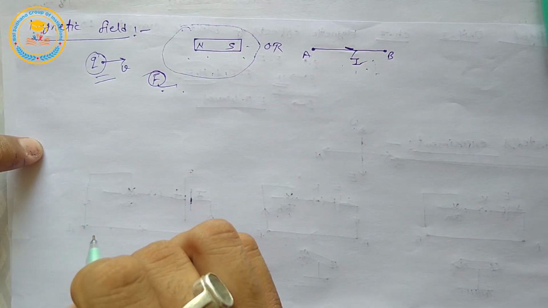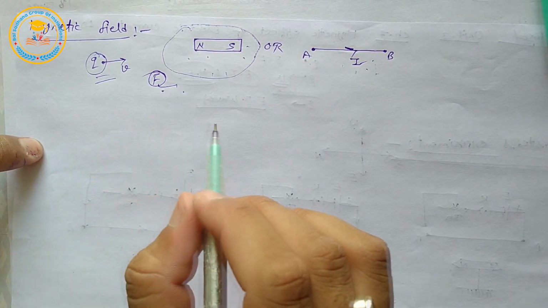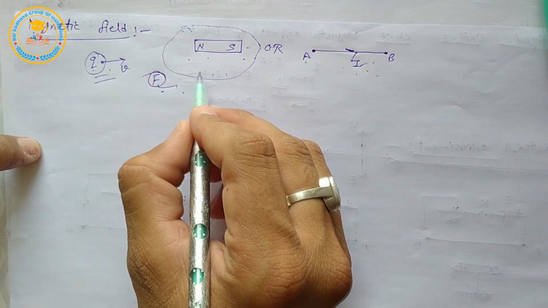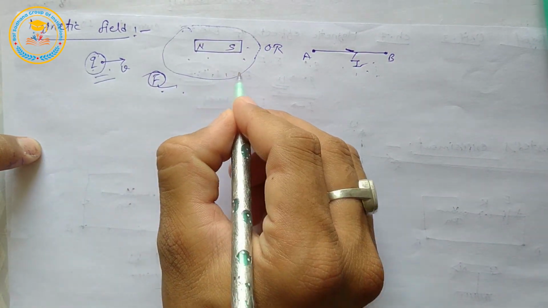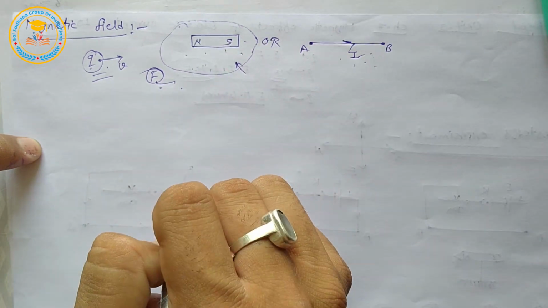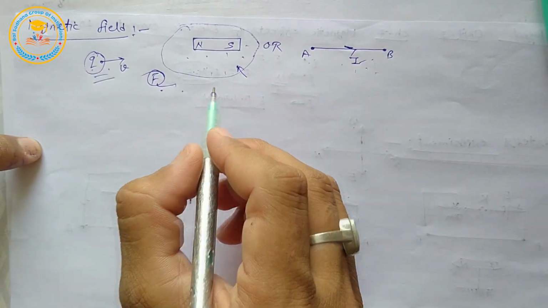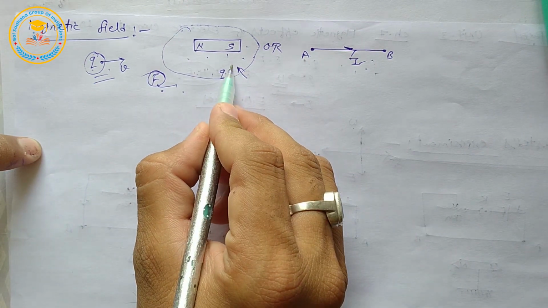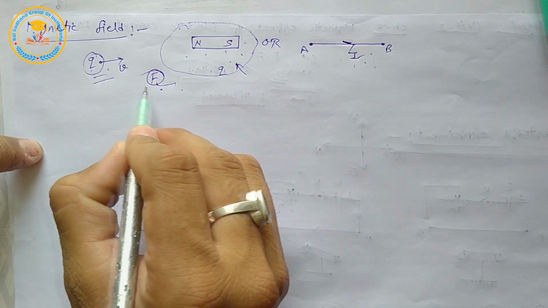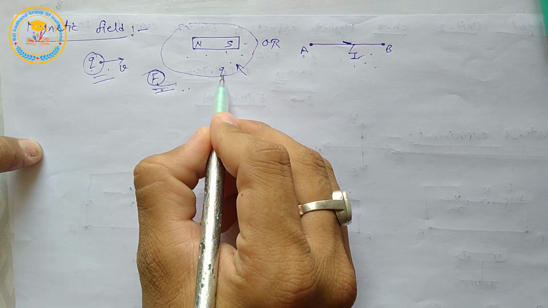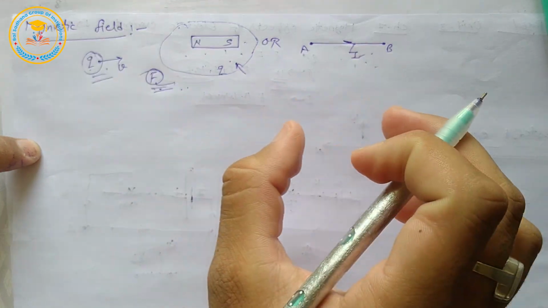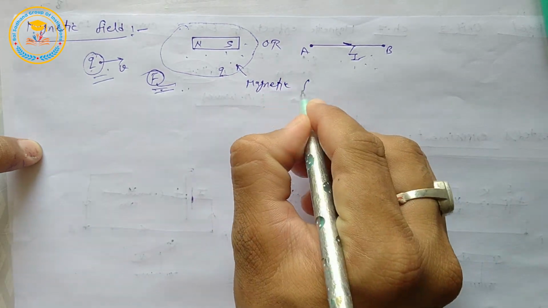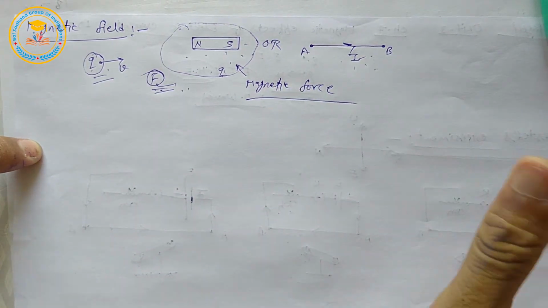And from this definition we define magnetic force. When a charge moves in a magnetic field, this is the magnetic field of this magnet, then a force acts on this charge. This force is called magnetic force.